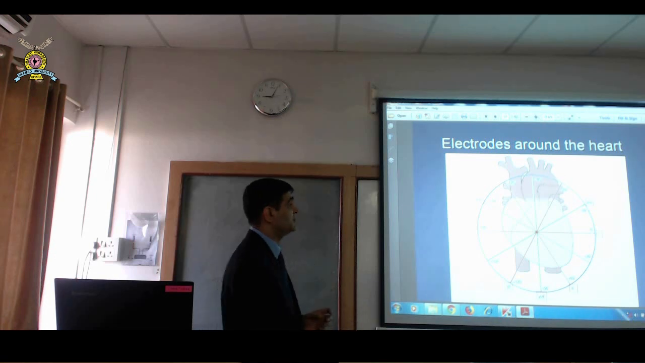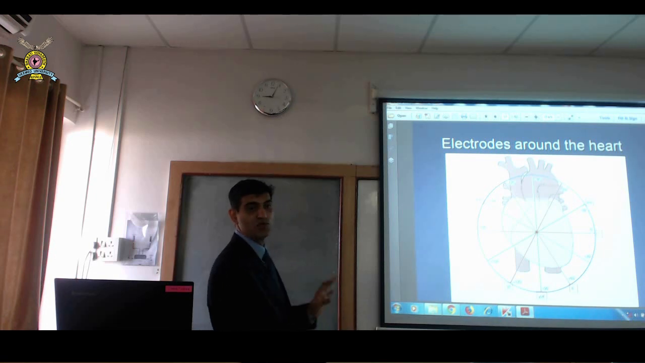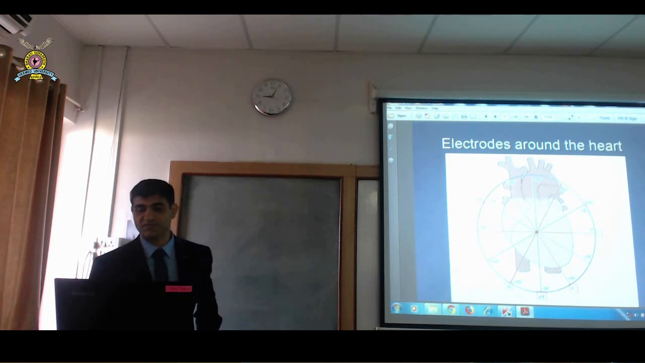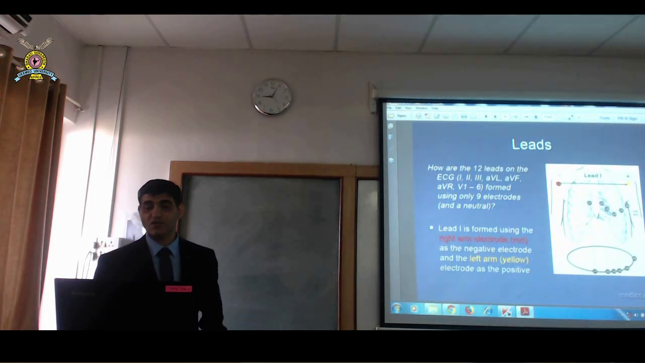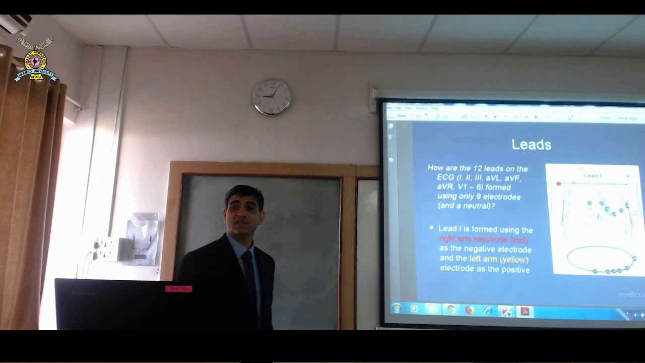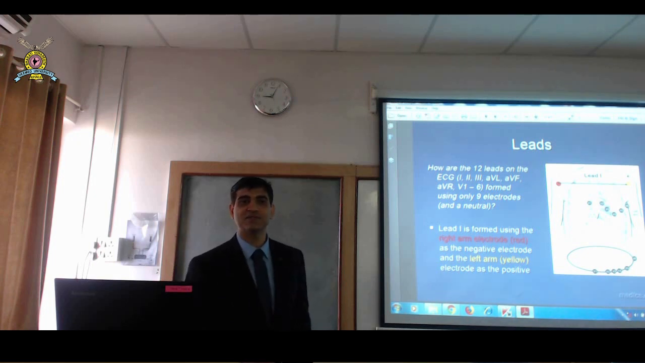So if you are interested in ECG, remember this diagram. The most important diagram which will tell you about the axis. Okay, so you have heard of right axis, left axis, normal axis?